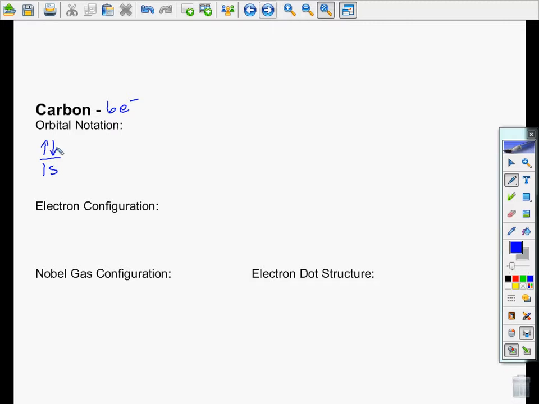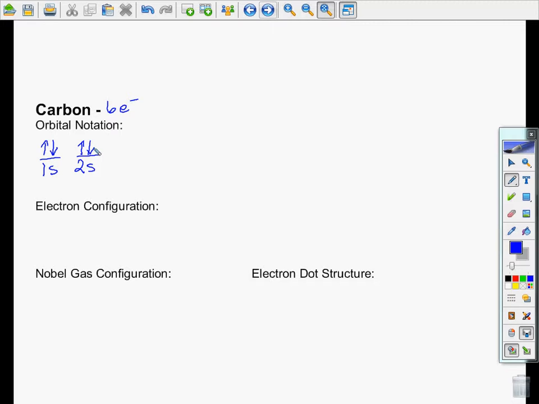The first shell only has an s orbital in it, and the s orbital is now full. So now we get to put electrons in the second shell. Now we are in the 2s orbital, and that orbital can also hold two electrons. How many electrons have we used so far? Four.